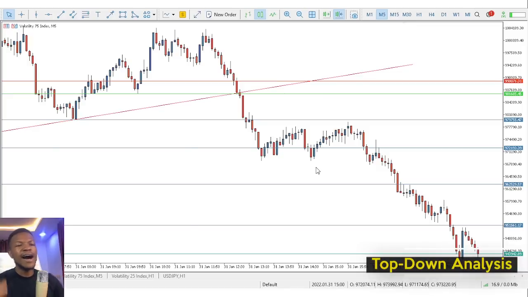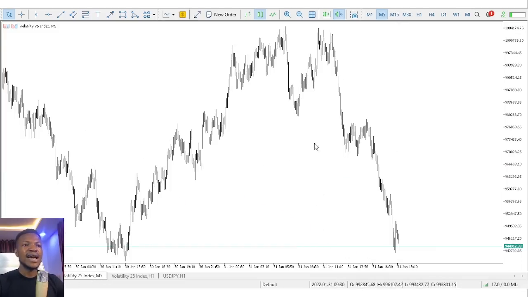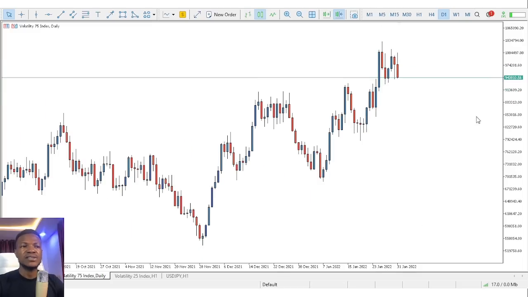Now let's go over how to get started with trading. Anytime I want to trade, the first thing I do is take a look at the market. The first thing I would do is to take a look at the market on the daily time frame. Why? I want to see exactly where price is going.